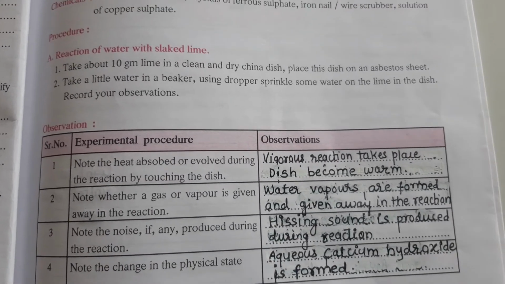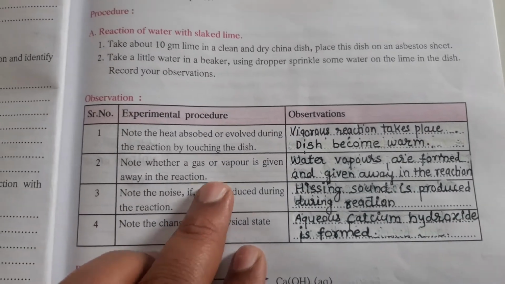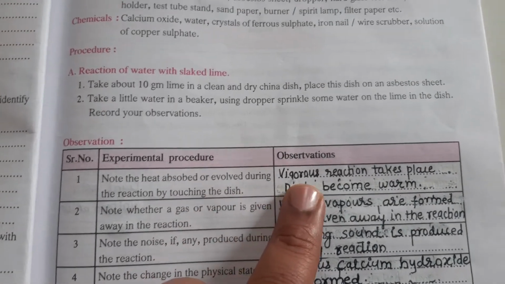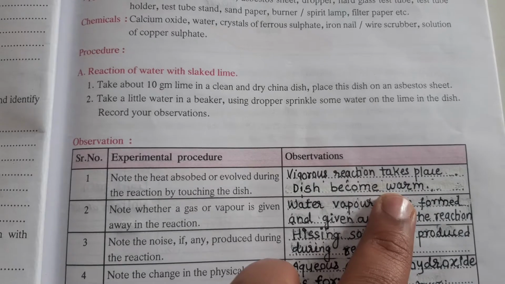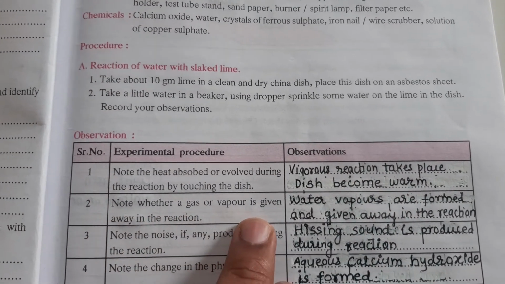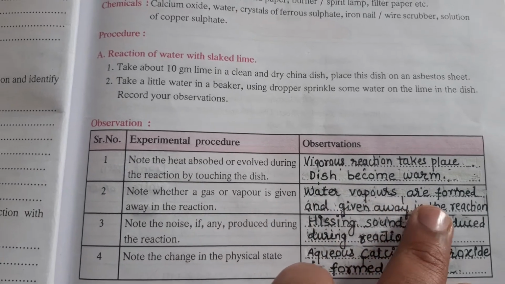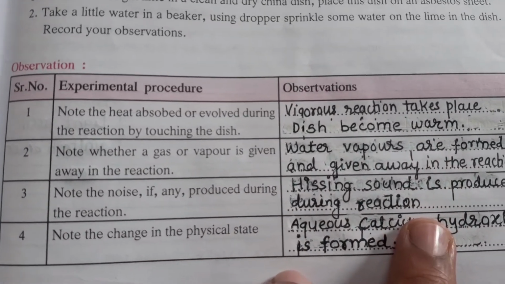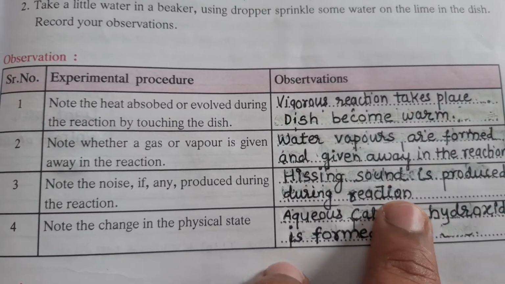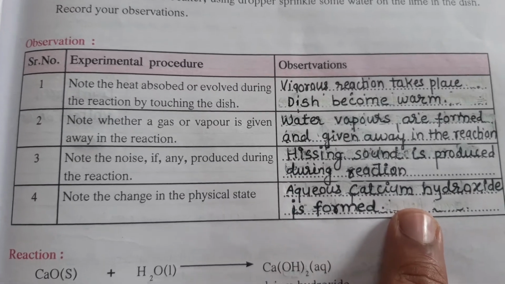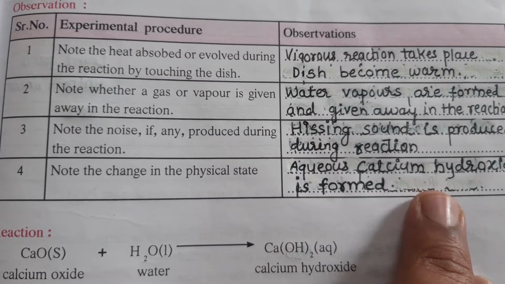So here are the different observations you have to make. Is heat absorbed or evolved during the reaction? A vigorous reaction takes place and the dish becomes warm, that is, heat is evolved. Note whether any gas or vapor is given away. Water vapors are formed and given away. Also, a hissing sound is produced during the reaction, as you can notice. Then note the change in the physical state.